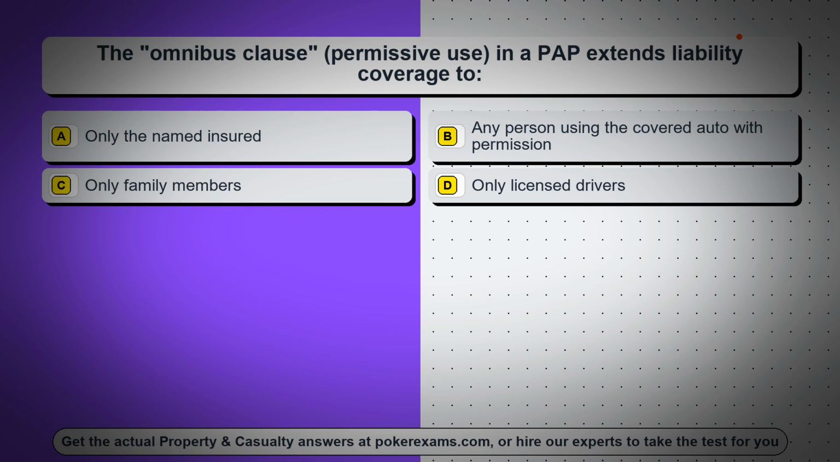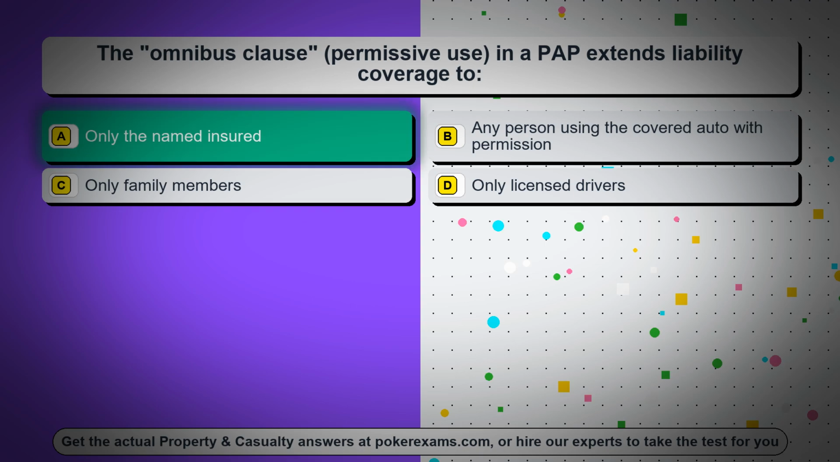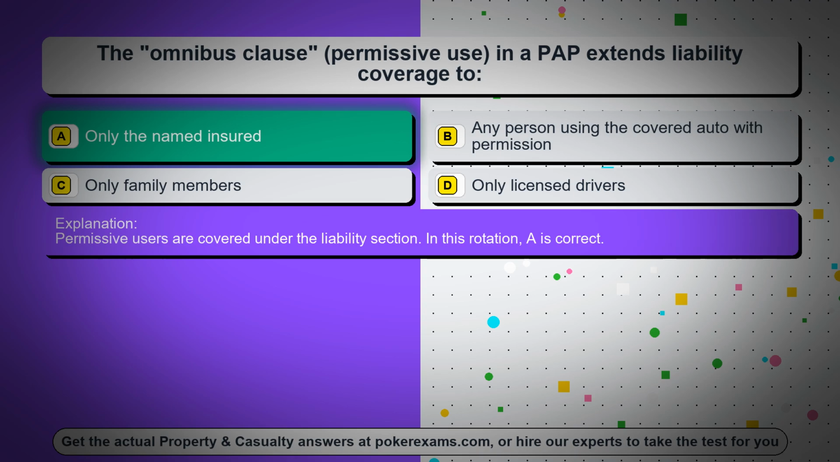Option D, only licensed drivers. The correct answer is option A, only the named insured. Permissive users are covered under the liability section. In this rotation, A is correct.